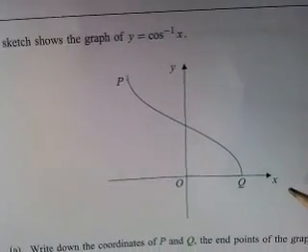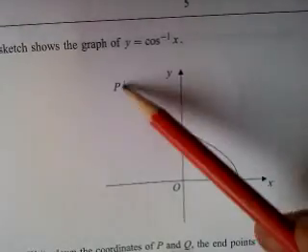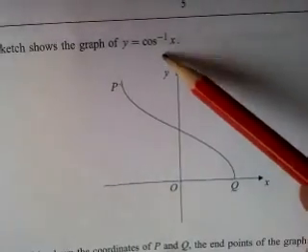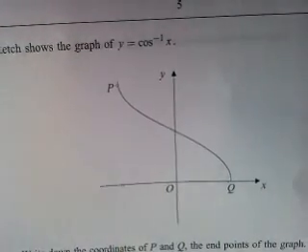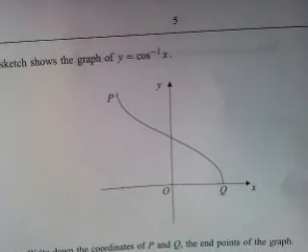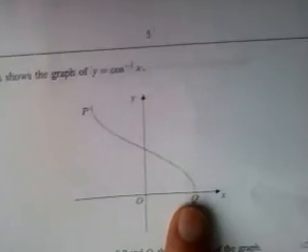Question 8, Jan 2009, Core 3 paper. Write down the coordinates of P and Q for the inverse cos graph. Well, it's -1 along, pi up for P, so I'll write down (-1, pi). And for Q, it's 1 along, 0 up. So Q is (1, 0).